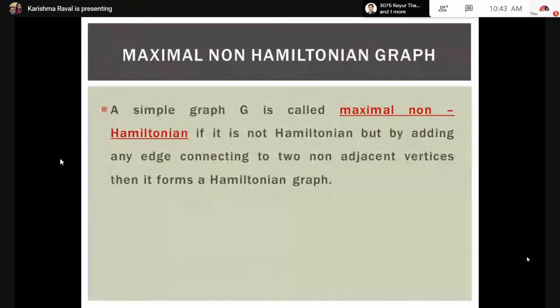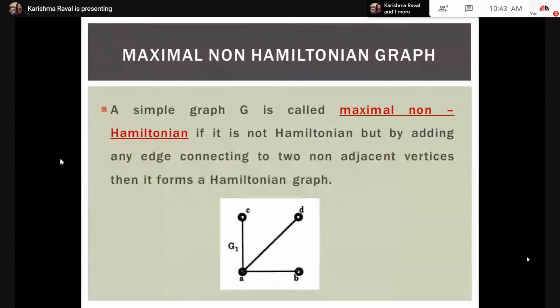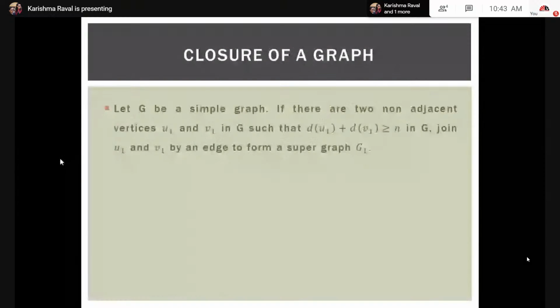A maximal non-Hamiltonian graph. A graph G is called maximal non-Hamiltonian if connecting any two non-adjacent vertices forms a Hamiltonian graph. If I have 15 vertices, adding an edge will create a Hamiltonian graph. The closure of a graph.